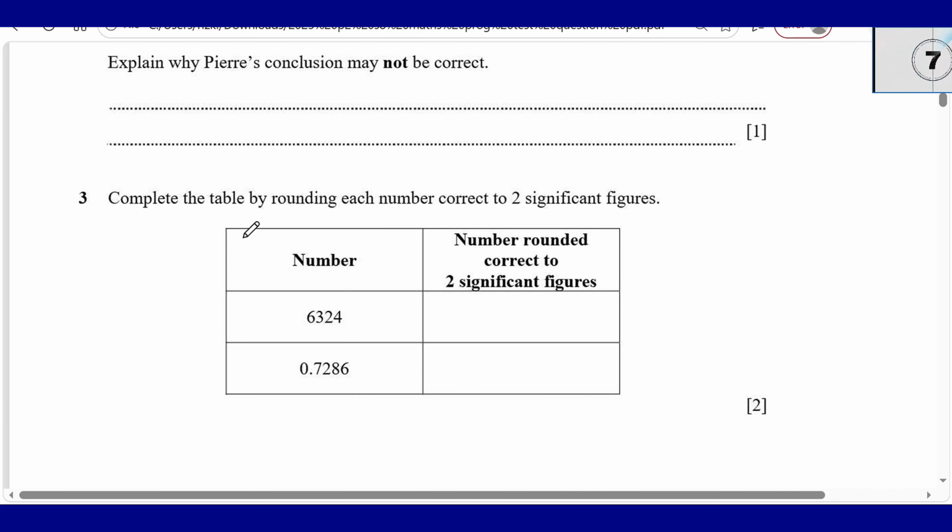Guys, now we have question 3. Complete the table by rounding each number correct to 2 significant figures. Numbers 6324 and 0.7286. When the timer returns to 0, we'll reveal the answer. If you need some more time, please pause this video if you want to do self-practice first. Alright, let's check it out.